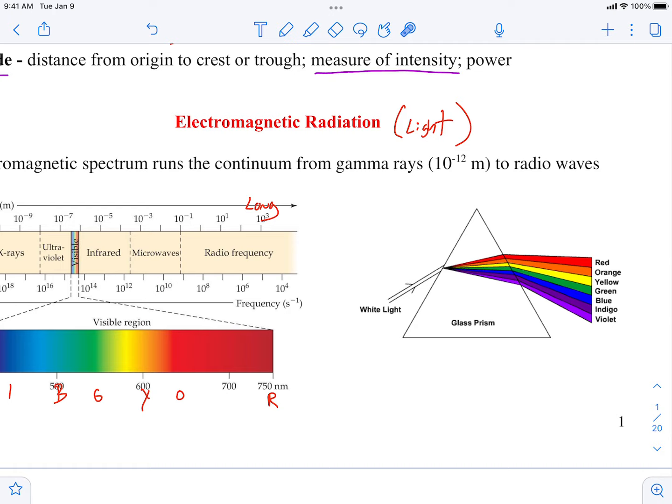If we take white light and shine it through a refractive surface, which ends up separating out those different wavelengths based on the wavelength, the longer wavelengths don't bend as much, and so we get the red separated from the orange, from the yellow, the green, the blue, indigo, and violet.